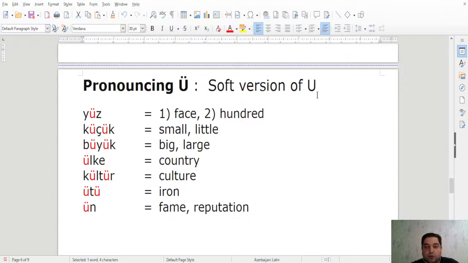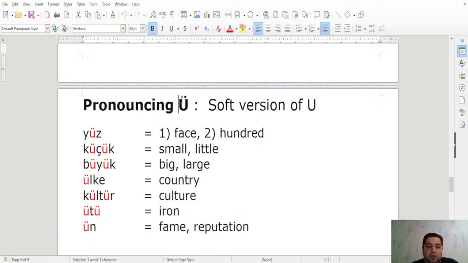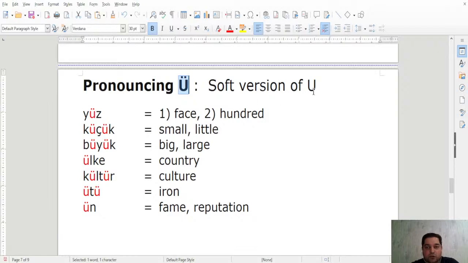Then we have the soft version of U, right? And I can't think of an example where it will be pronounced like that in English. Duke, maybe? No, not even Duke is right. Kind of very close. Both letters exist in German, for example. I believe Scandinavian countries have these different pronunciations, but I think English doesn't have this clear Ü. Maybe some words, I don't know. I can't think of examples right now, but it's the soft version of U.